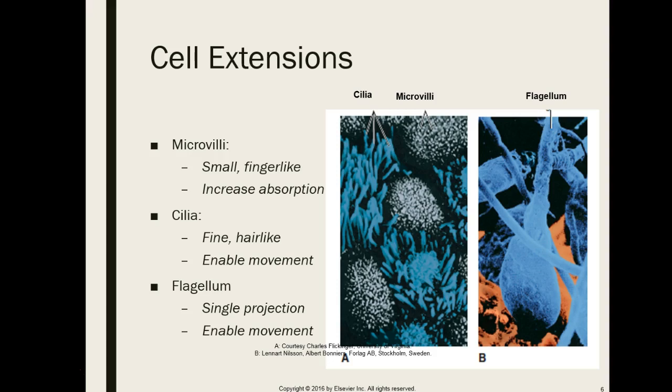And then the last one is the flagellum, and this is just a single projection that comes from the cell. Its main purpose is to enable movement. There's really only one cell in the human body that has this extension, and that's a sperm cell. The little tail that comes off of the sperm is actually a flagellum, and it allows the movement of that sperm through the male reproductive tract and then potentially into the female reproductive tract.